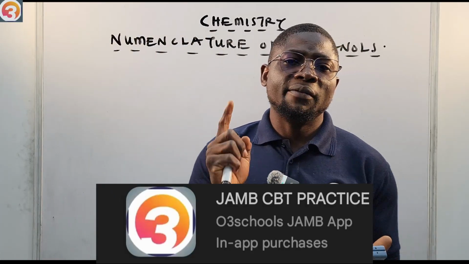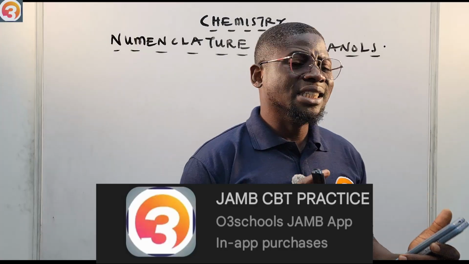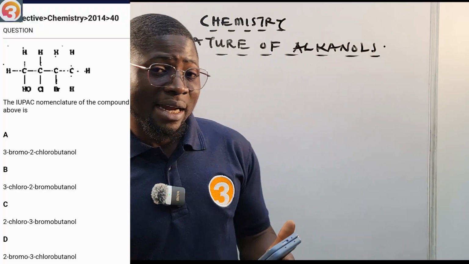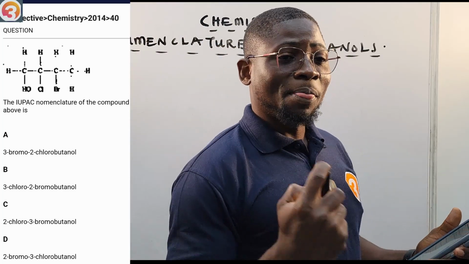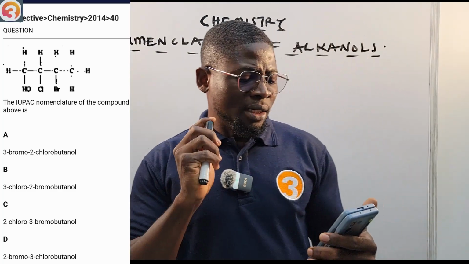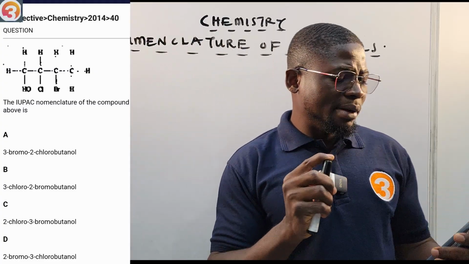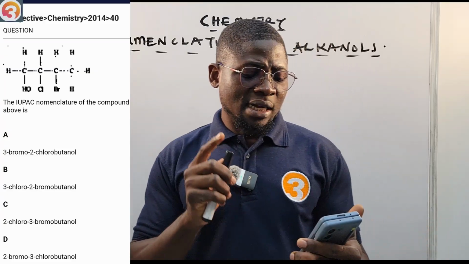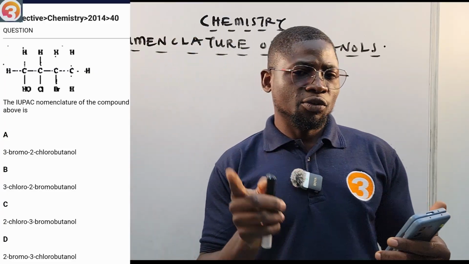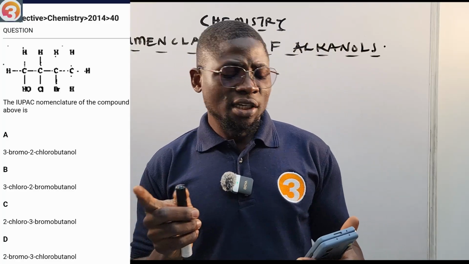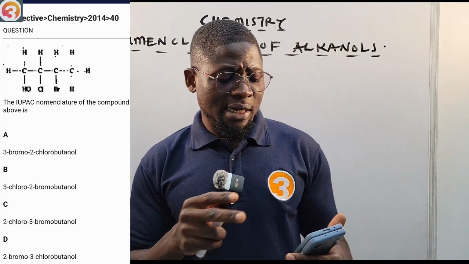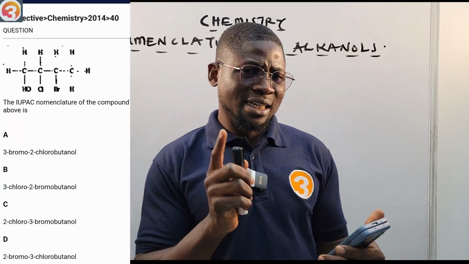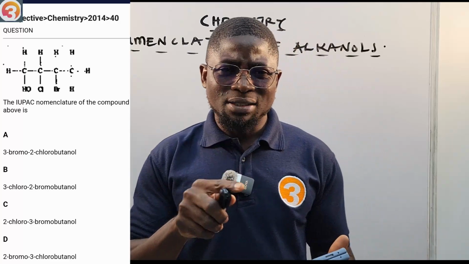In a moment, we'll talk about the app, but first, let's see a question from the app. A JAMB Past Question 2014 number 40. It is being displayed on the screen right now. It says here, the IUPAC nomenclature of the compound above. As you can see in the first carbon there, there's an HO or OH group there, showing that it's an alkanol. Then there are other groups, some halo groups like chlorine and bromine, but that is not the major thing there. The major thing there is that OH group.